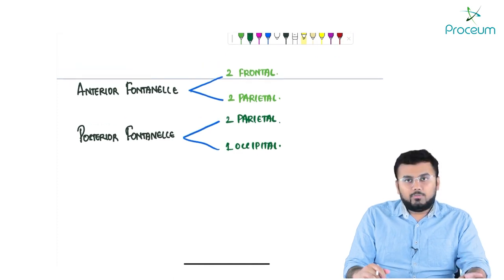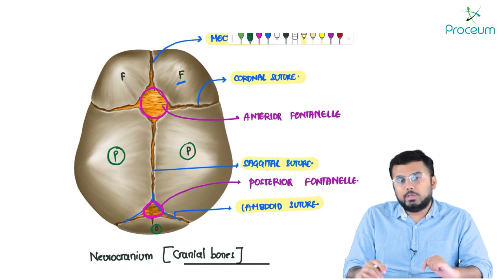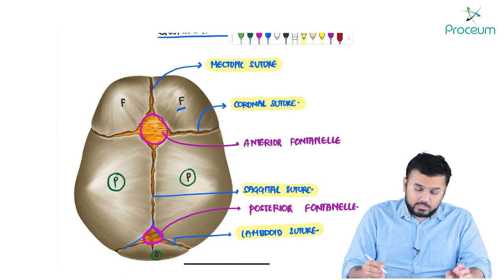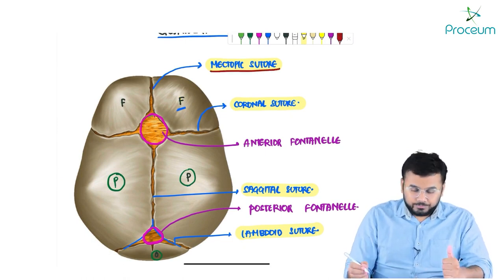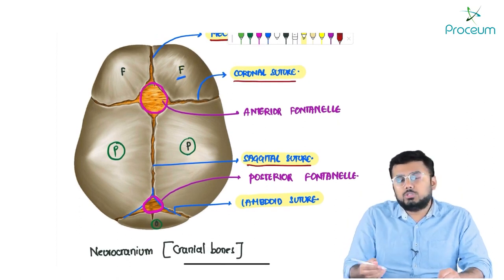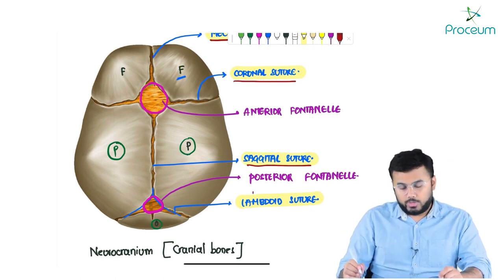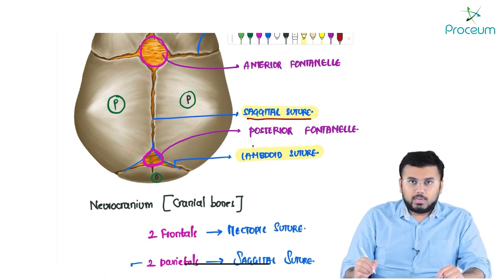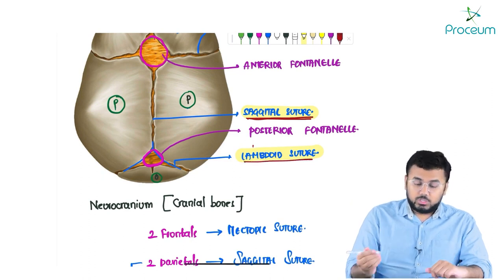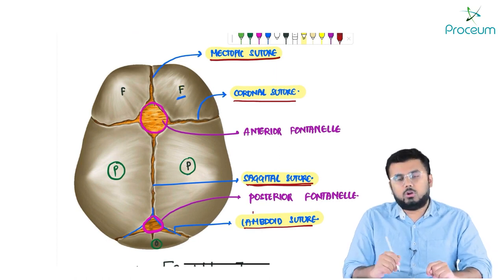Apart from this, nowadays they are going to ask you which sutures help in the formation of the anterior fontanelle. Just look at the picture here. The anterior fontanelle is formed by the metopic suture, the coronal suture, and the sagittal suture. Which suture is not taking part in its formation? That is your lambdoid suture. In the same way, the posterior fontanelle is formed by two sutures: the sagittal suture and the lambdoid suture. Which sutures are not taking part? The metopic suture is not taking part, and not only the metopic, the coronal suture is also not taking part.